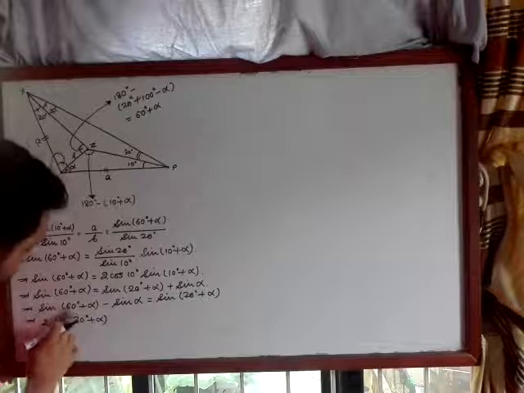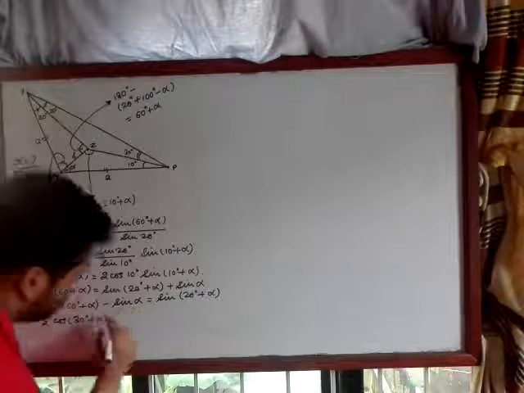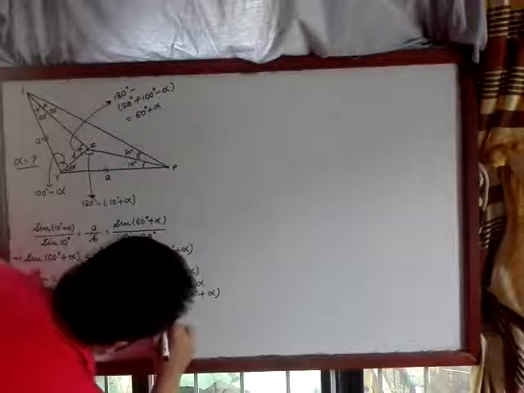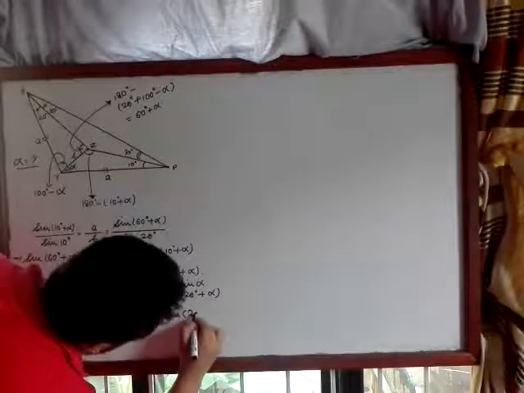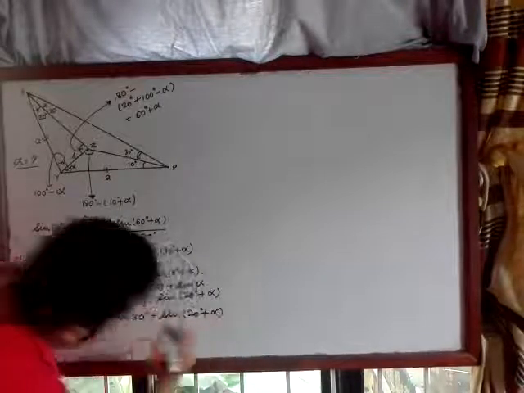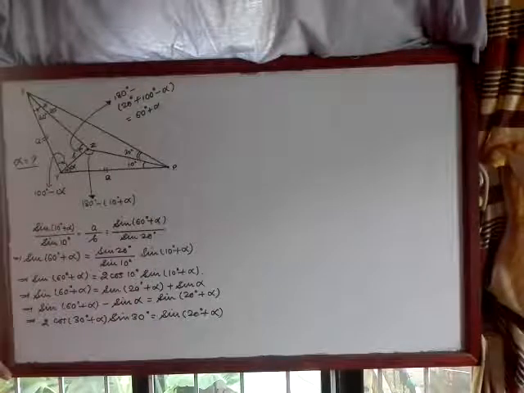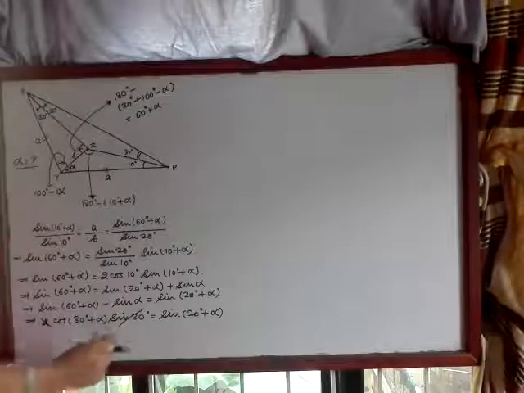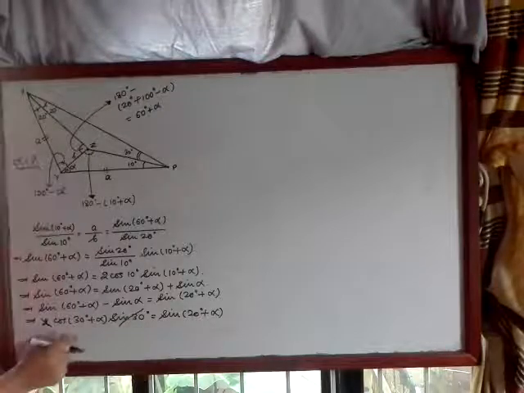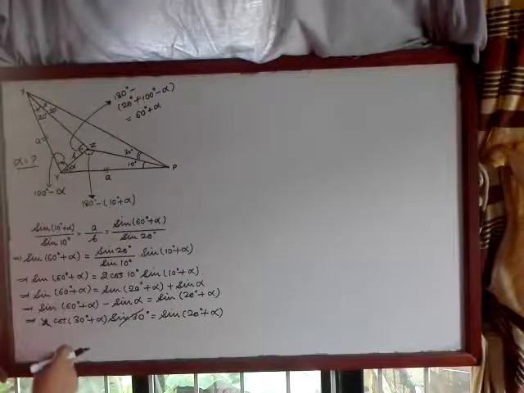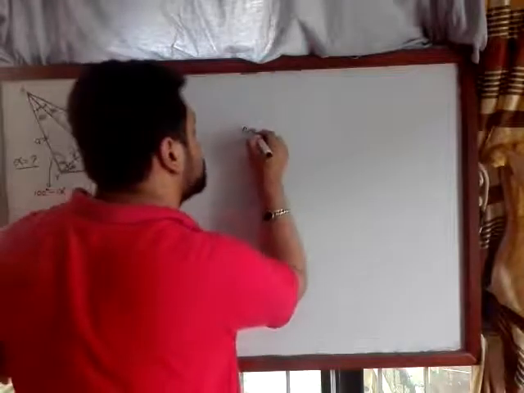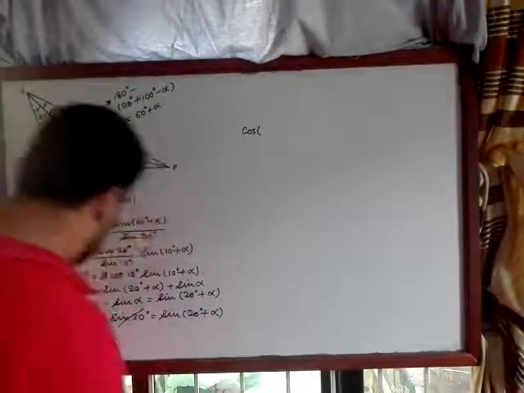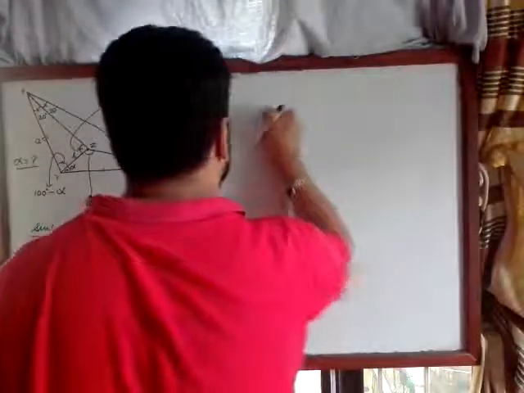So this is A minus B, which means 60 by 2, so sine 30. Sine 30 is equal to sine 20 degrees plus alpha. Okay. Next, 2 and this sine 30 get cancelled out because sine 30 is 1 by 2. And let's see, cos. So we basically have cos 30 degrees plus alpha.